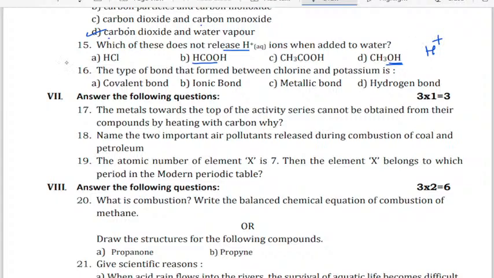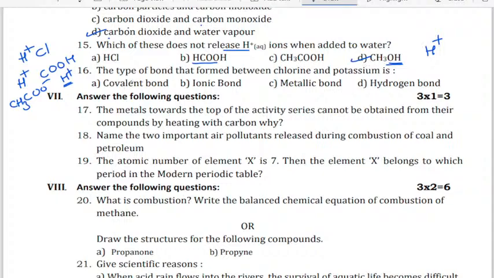In the case of HCl, we have H plus and Cl minus. In the case of HCOOH, we can have H plus and COO minus. So like that, here we can dissociate H plus ions. For example, in ethanoic acid, we have CH3COO minus and also H plus. But in the alcohol group, we don't find this kind of separation of H plus ion. So the right answer here is CH3OH. We cannot dissociate H plus ions when added to water in the alcohol, that is, in the methanol.